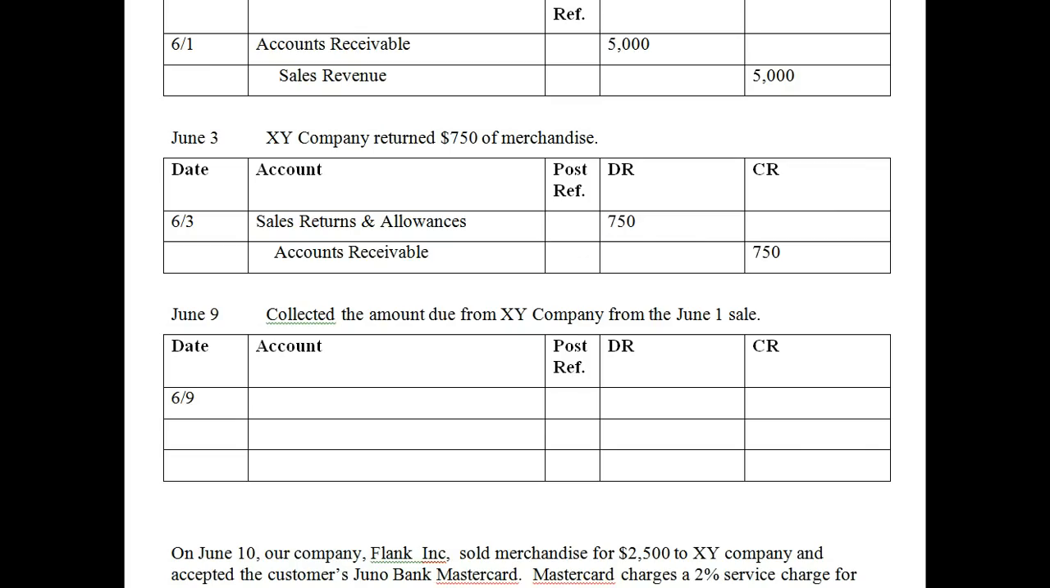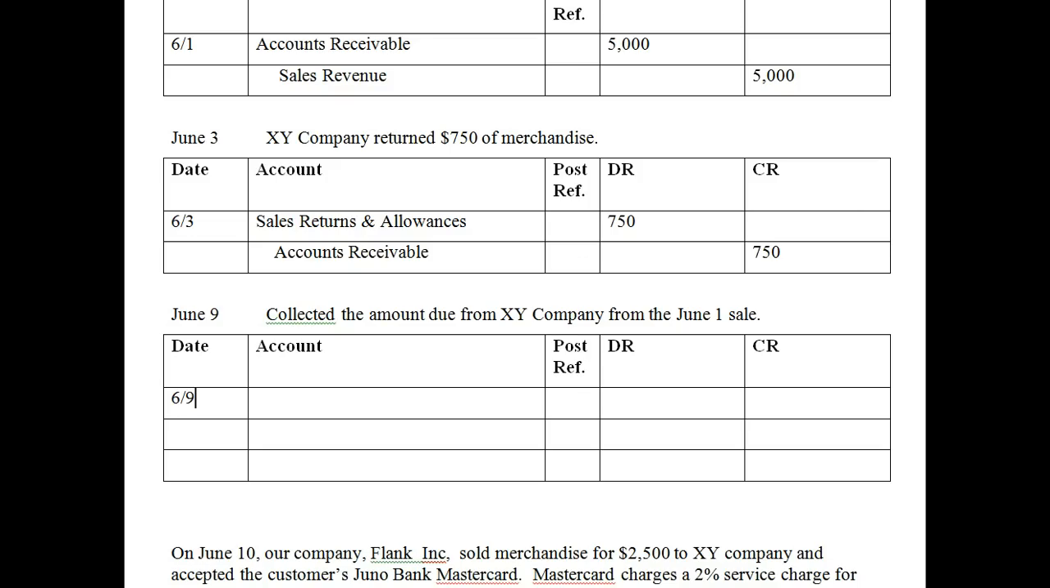So this is one possibility with a receivable. Once we have sold the goods, we can either accept a return and reduce the receivable, or we can show the collection of the receivable where our customer has physically paid us. Well, let's talk about that. What happens when we receive the payment?